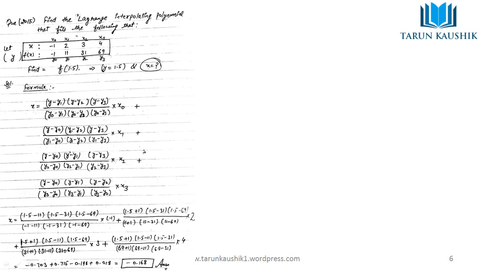What was the question? When y is 1.5, then calculate the value of x. This was the question. X is given and y is given, or you can say f of x is given. So we are required to calculate the value of x. So how to calculate the value of x? This is the formula of Lagrange's interpolating polynomial. So how to remember this formula?